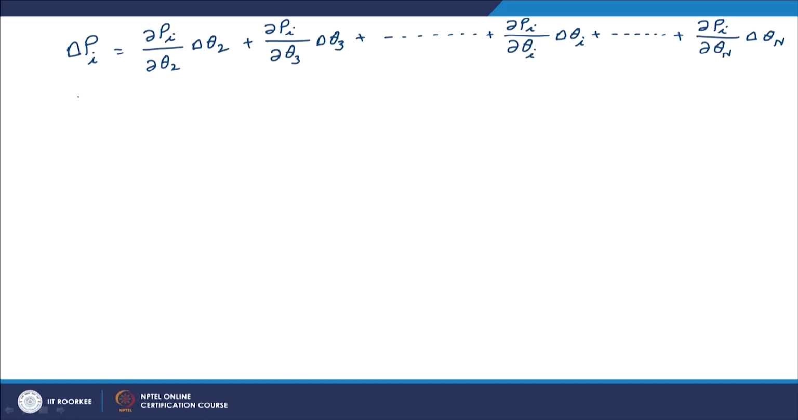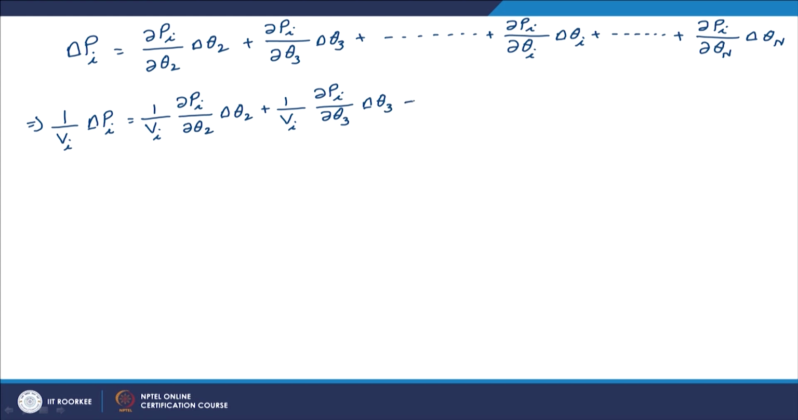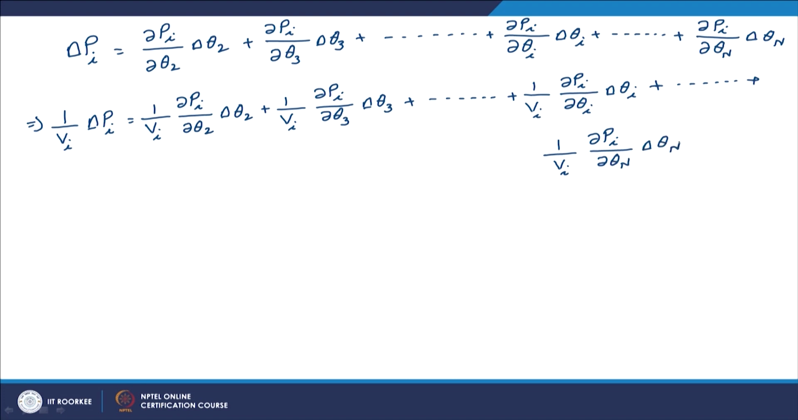Now, we do something like this. We get 1 by Vi del Pi by del theta 2 into delta theta 2 plus 1 by Vi del Pi by del theta 3 into delta theta 3 plus dot, 1 by Vi del Pi by del theta i into delta theta i, plus dot dot dot, 1 by Vi del Pi by del theta n into delta theta n. So, this is the equation we get.